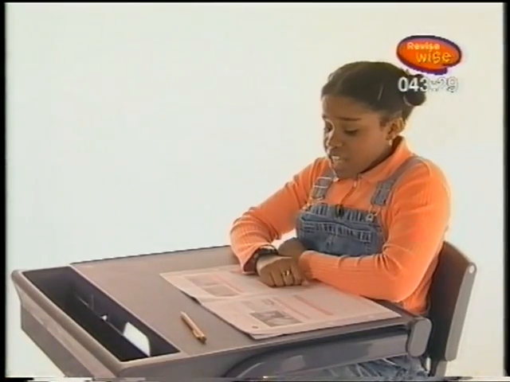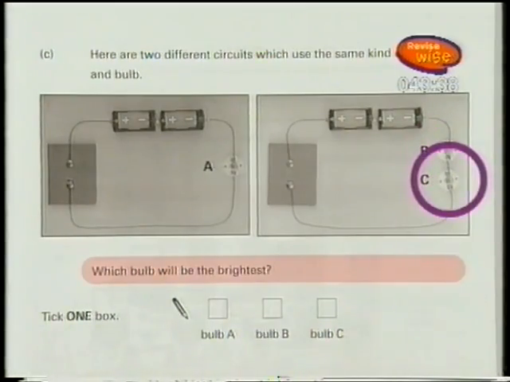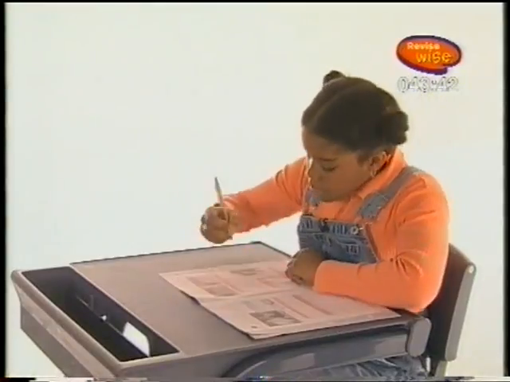Well, both circuits use the same amount of batteries. But one circuit has 1 bulb, bulb A. The other circuit has 2 bulbs, bulbs B and C. So the brightest bulb will be bulb A. That's right. Excellent. Tick the box.